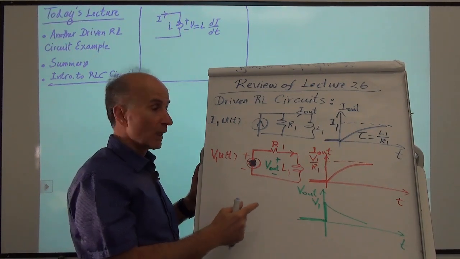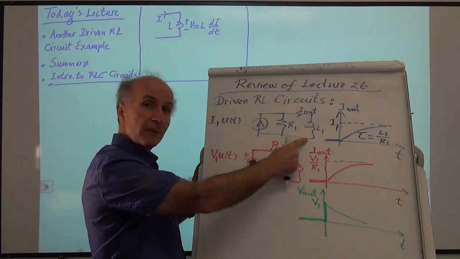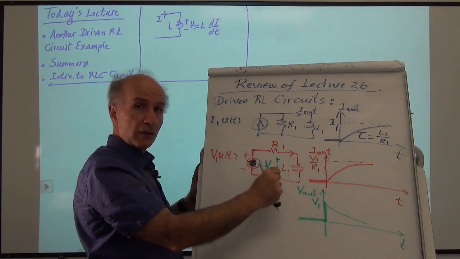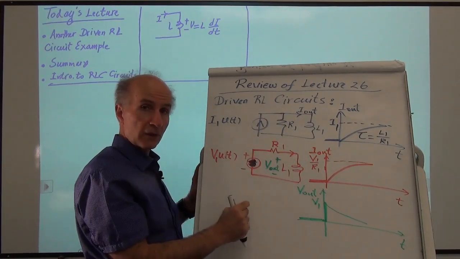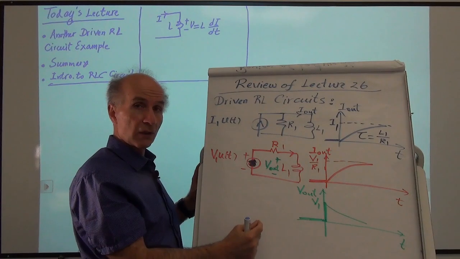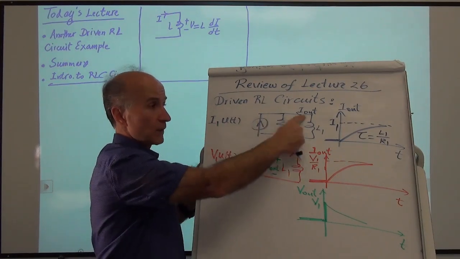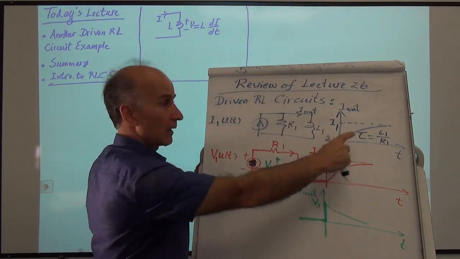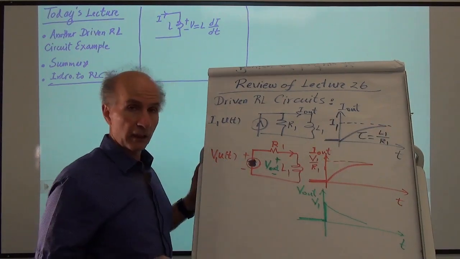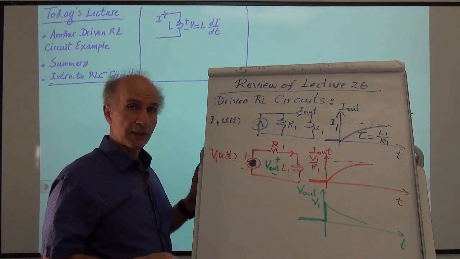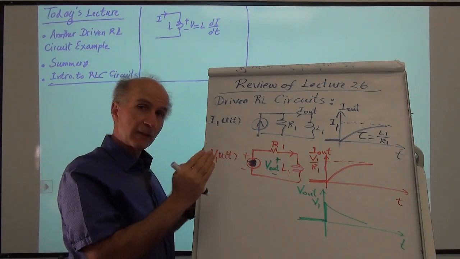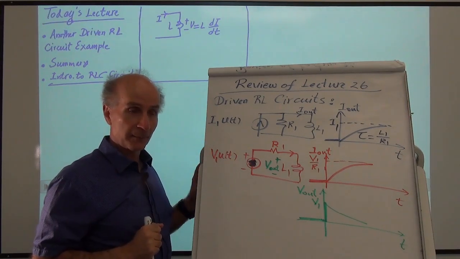The final value happens at time infinity. And at that time, because this current is constant, the voltage across the inductor is 0, the voltage across the resistor is 0, the current through the resistor is 0, which means all of this current flows through the inductor. That's how we obtain the final current to be I1. And the time constant was given by the inductance divided by the resistance.